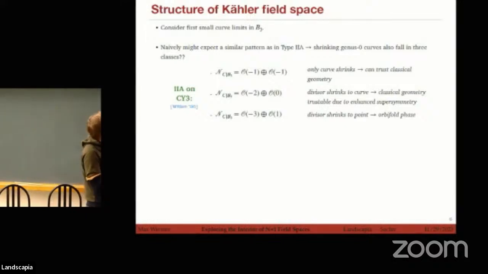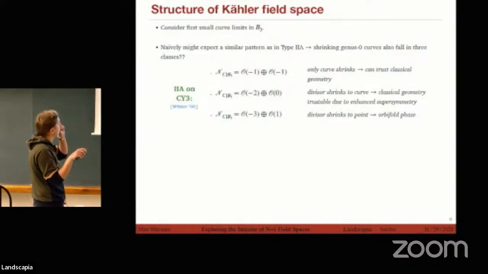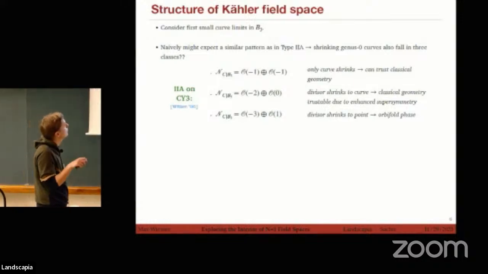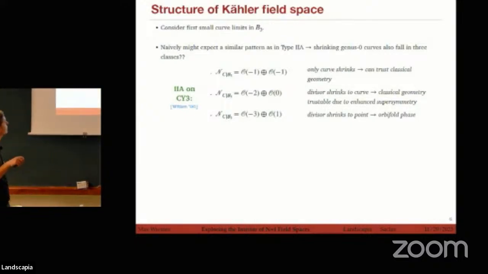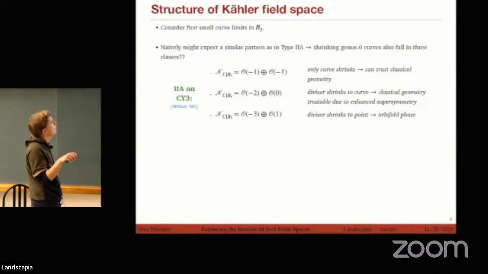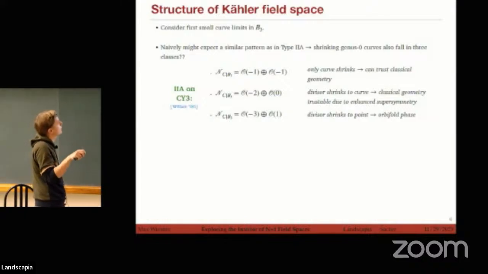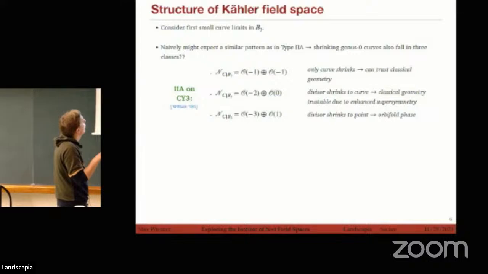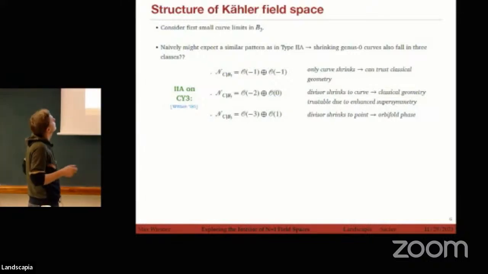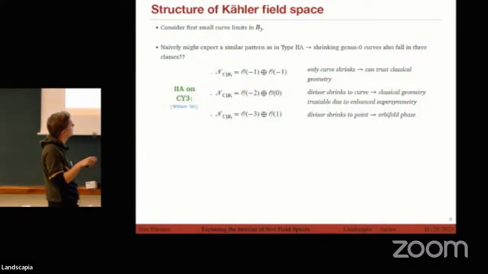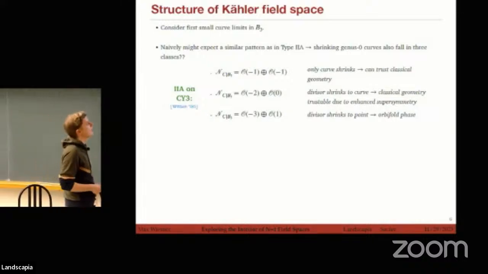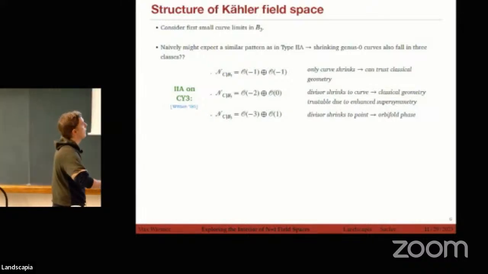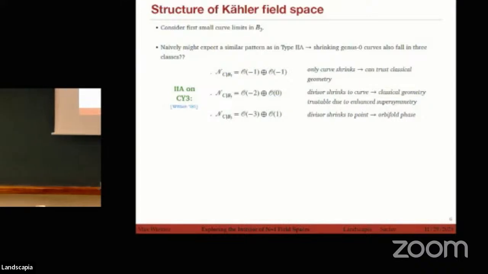So naively, one might expect a similar pattern as in type 2A. We have shrinking genus 0 curves, which for type 2A fall into three classes. Either these are flop curves, where only a curve shrinks and we can trust the classical geometric picture. Or we have gauge enhancement points, where a divisor shrinks to a curve, but we have locally enhanced supersymmetry, such that we can still trust the classical geometry. Or a divisor shrinks to a point, where we then enter an orbifold phase, and we know that our Calabi-Yau phase needs to end eventually.